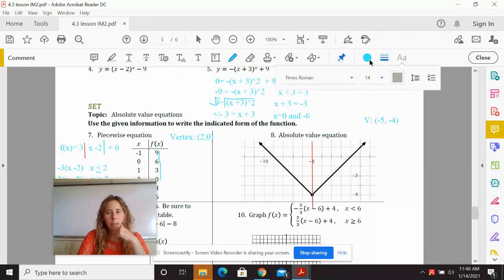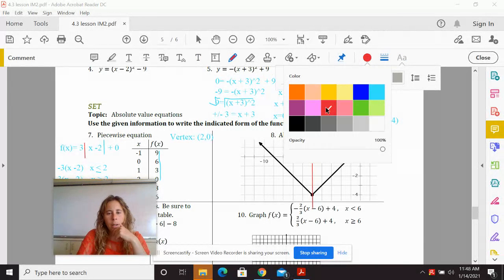There's my color option. Oh no, it's too green.